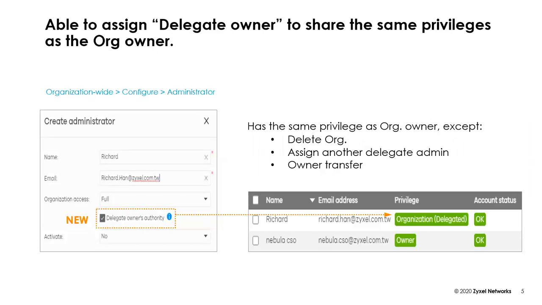We've also given you the ability now to delegate an owner. So basically you can delegate to one of your admins the full functionality that an owner has, but without the ability to delete an org or to assign another person to be owner. But otherwise, everything else will be the same. So this is something you can use to give to one of your head techs to make them essentially the owner in all but name.